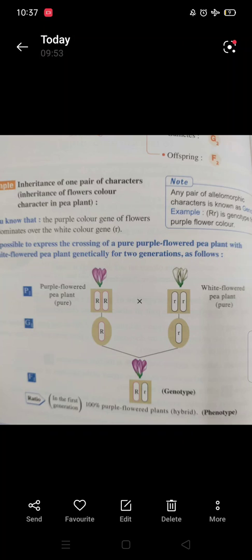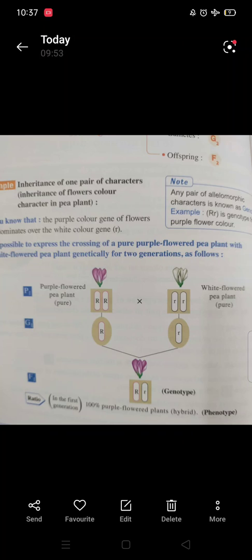The gametes in the case of the purple color will be R capital, and the gametes in the case of the white flower will be R small. Then we make a fertilization. The first generation will be purple flower, but with genotype R capital, R small. What is the difference between R capital, R capital and R capital, R small?